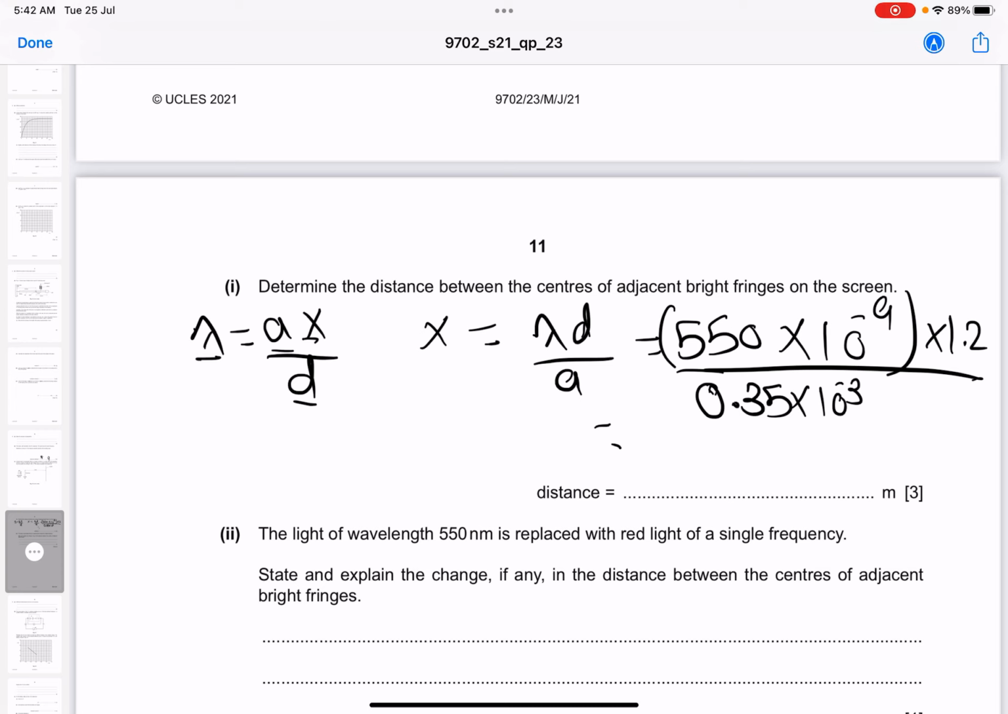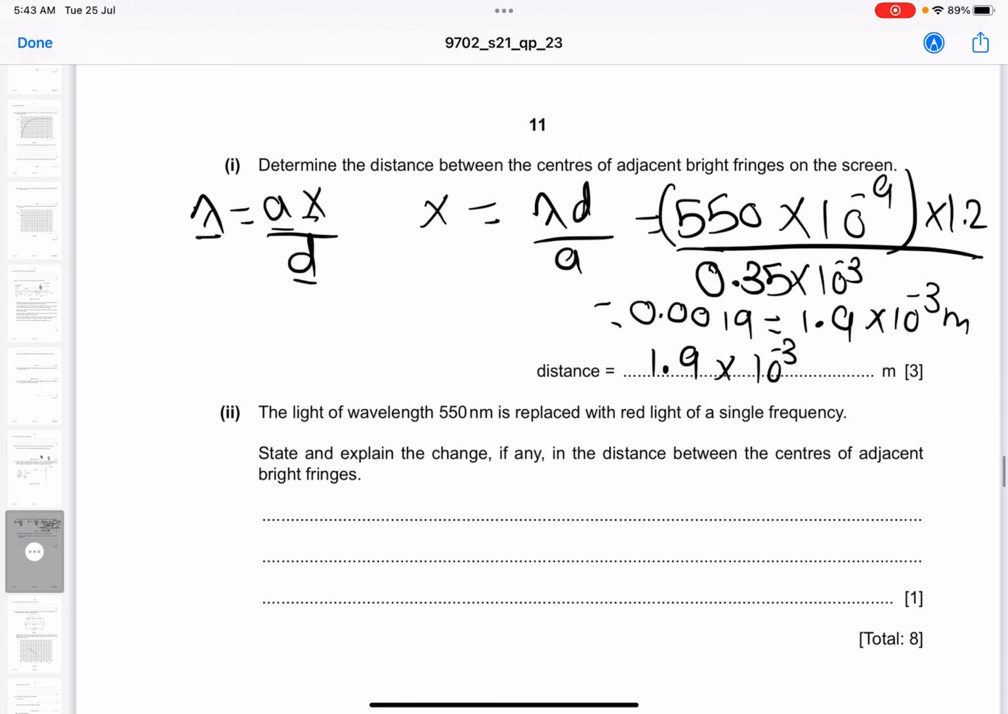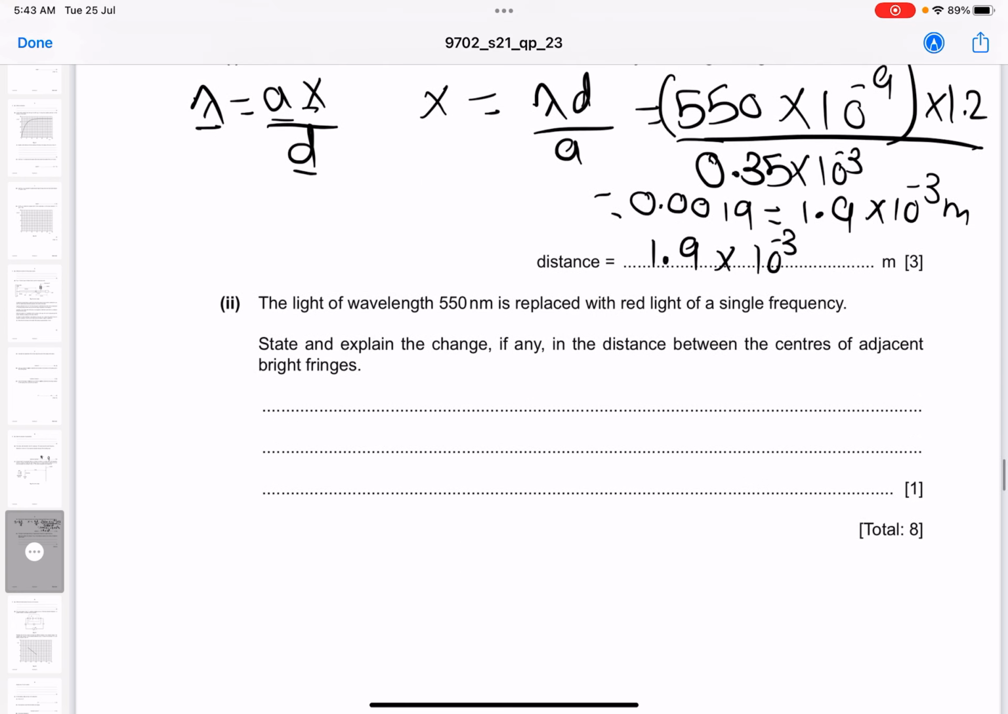We will get our answer as 0.0019 meter. You can write it like this, or you can just say 1.9 times 10 to the power minus 3 meter, guys. Remember, guys, you should always write your answer to two significant figures unless otherwise mentioned in the question.